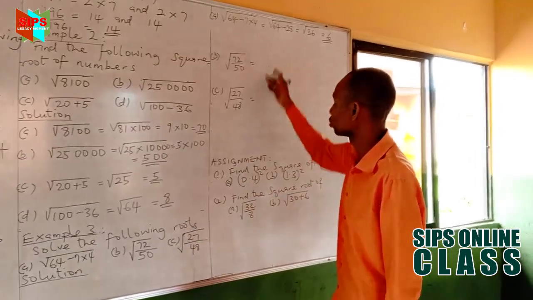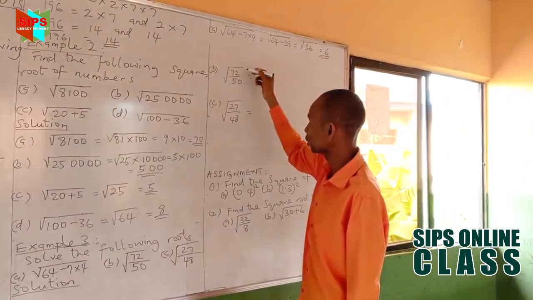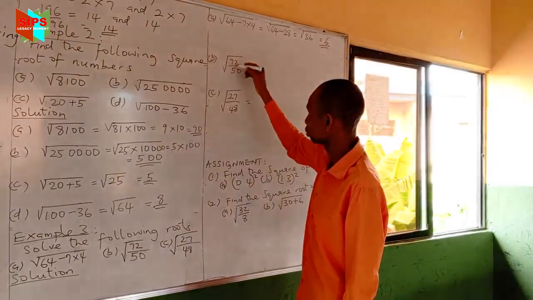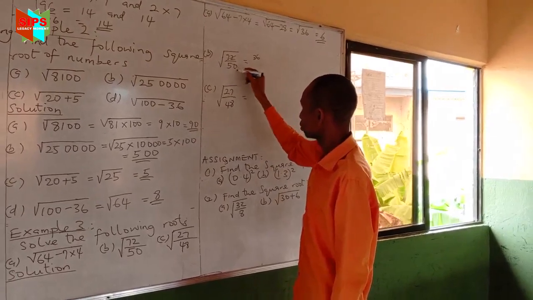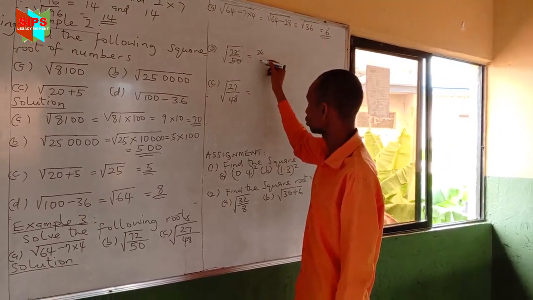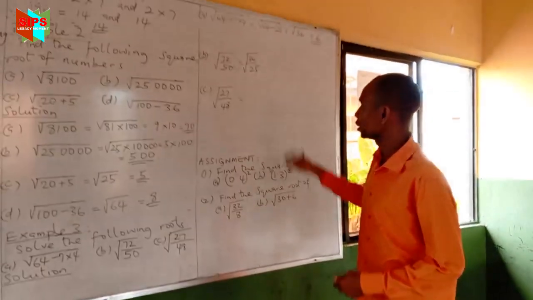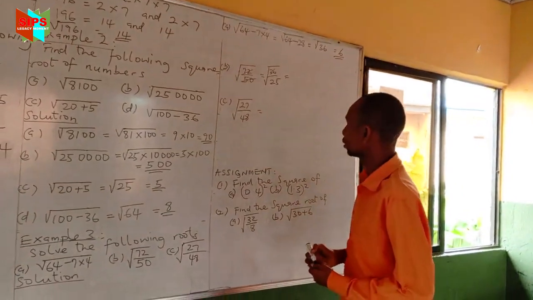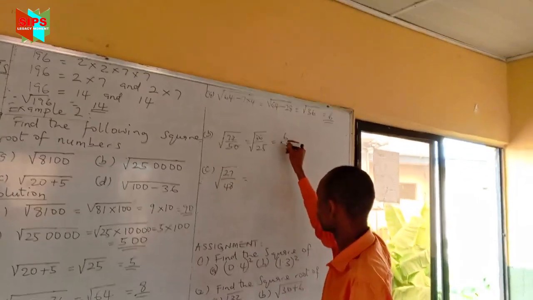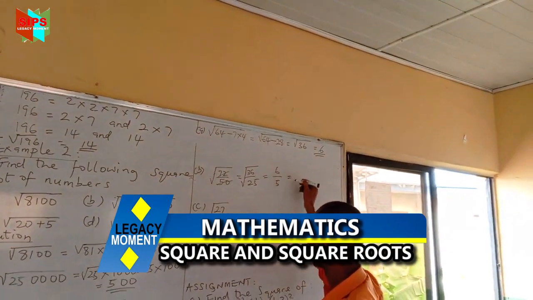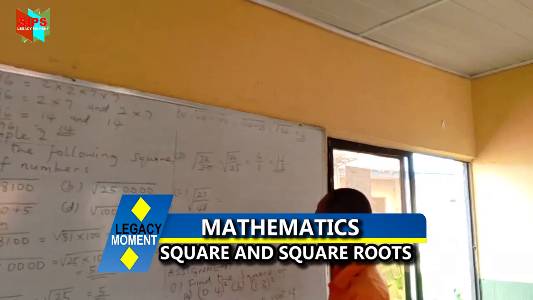Let's look at B. 72 over 50. In this case, we are expected to look at what can go in terms of the numerator and the denominator. What can go is 2. 2 into 72 will give us 36. 2 into 50 will give us 25. So if you observe, it is a perfect square. Square root of 36 is 6. Square root of 25 is 5. The answer is 6 over 5.